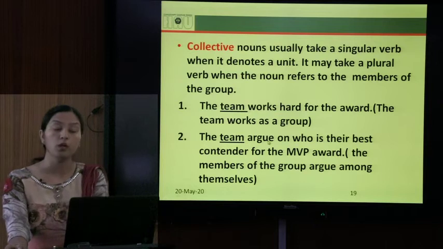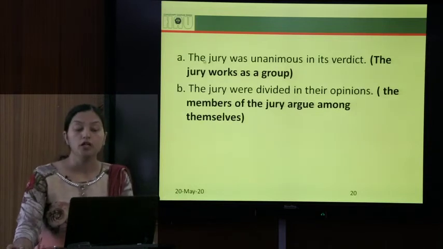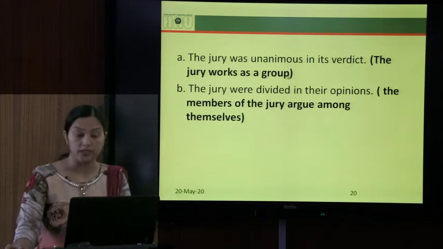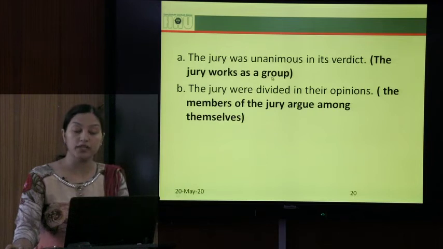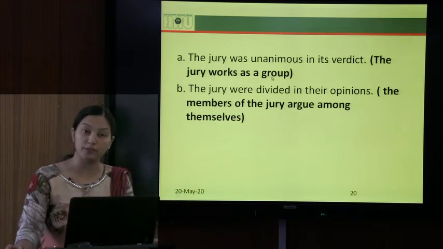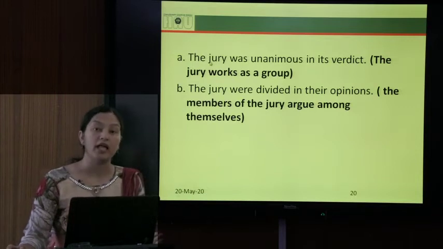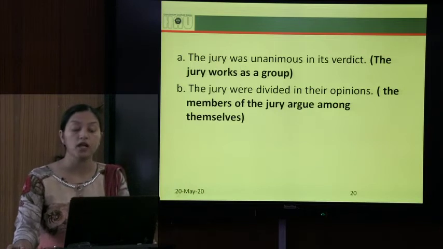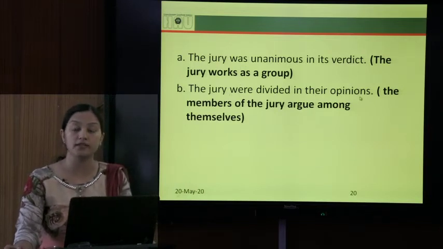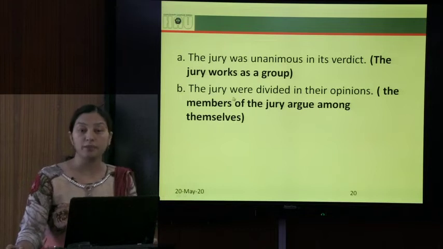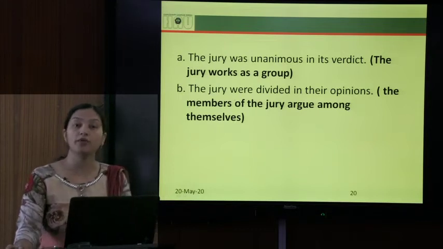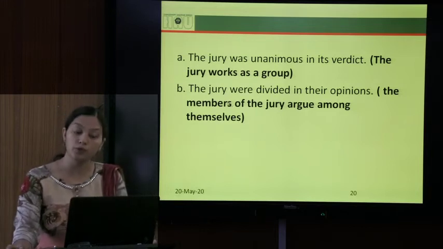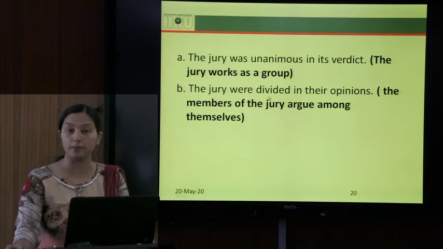Let me explain with the help of another example. The jury was unanimous in its verdict. So, jury as a group. Okay. When jury as a group is counted, it will be taken as a singular subject, and with a singular subject we will be using a singular verb. And in the next sentence, the jury were divided in their opinions. Here all the members of the jury will be counted individually. That is why it will become a plural subject, and with a plural subject of course a plural verb will be used.